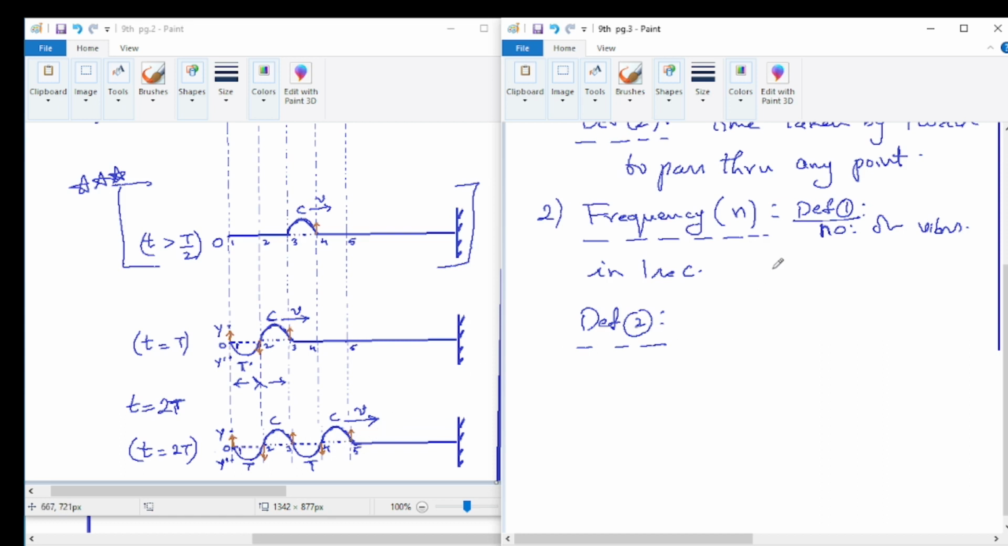So in 1 second, n vibrations are made. So frequency is n, which simply means the symbol for frequency is n. Why is the symbol taken as n? Because frequency is the number of vibrations.